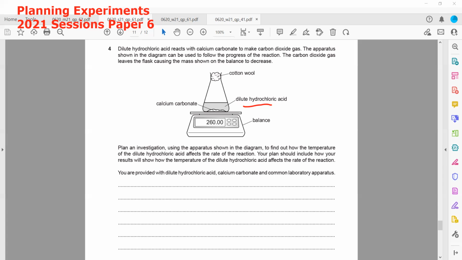So we'll take a measured, equal volume of acid and add it to a known mass of calcium carbonate, and record the change in the mass in 3 minutes or 5 minutes, and we'll repeat the experiment at a different temperature. So the first part, you can mention a specific volume, or you can also mention, take the same amount of acid for each experiment.